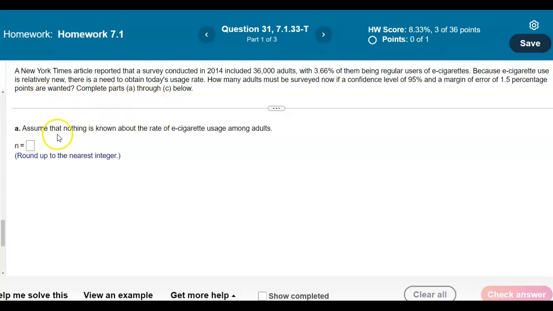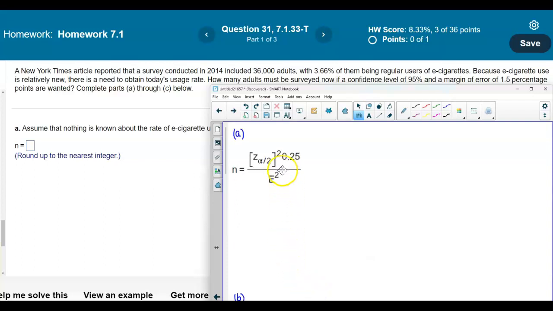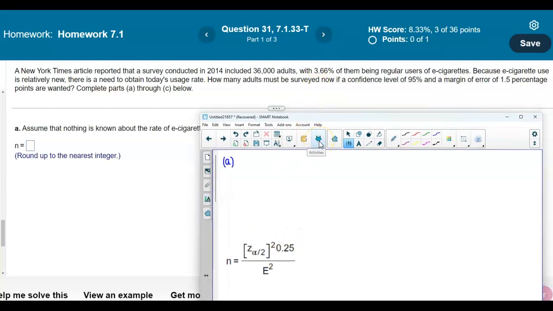For part A, it says, assume that nothing is known about the rate of e-cigarette usage among adults. If nothing is previously known, we would have to use the following formula, where we take the critical z-value squared times 0.25 and divide it by the margin of error squared. In our problem, the first thing we know is the margin of error, which is 1.5 percentage points. We're going to rewrite that as a decimal, 0.015.